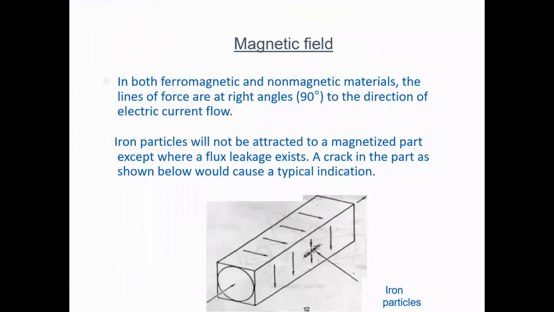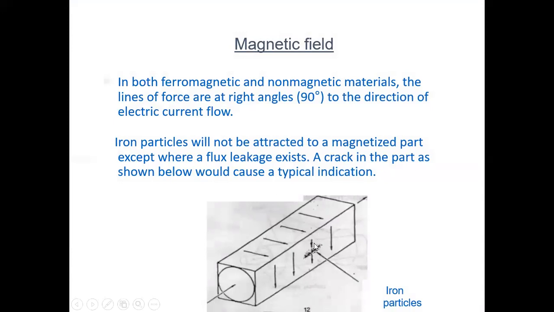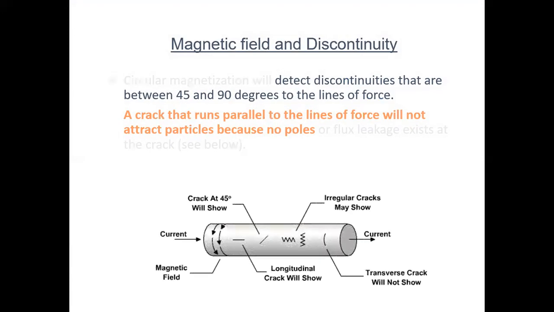So here you can see this is a circular magnetic field, and this is the crack which is perpendicular to the field. That's why we are detecting this defect, because in magnetic particle testing we can detect defects which are perpendicular to the magnetic field, and from 90 degrees down to 45 degrees we can detect.